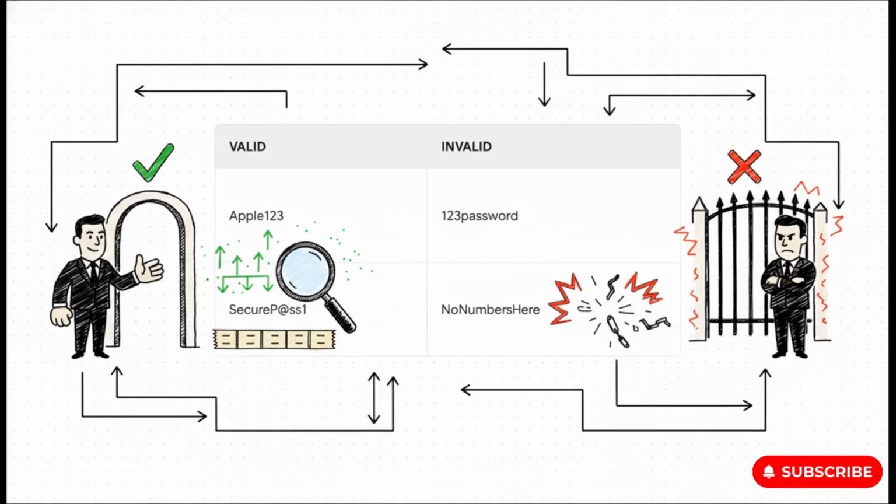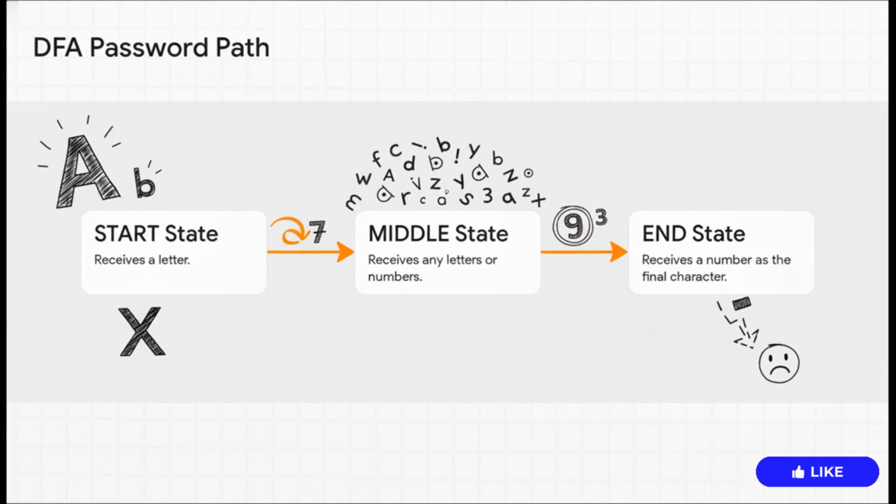Think of the DFA as a bouncer at a club. It checks your password one character at a time. If it follows the rule, like Apple123, you're in. It gets accepted. But if it breaks the rule, even by a little bit, like 123password, you're immediately rejected. No entry.